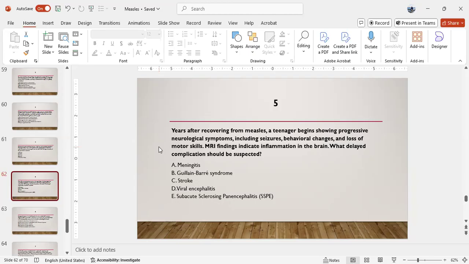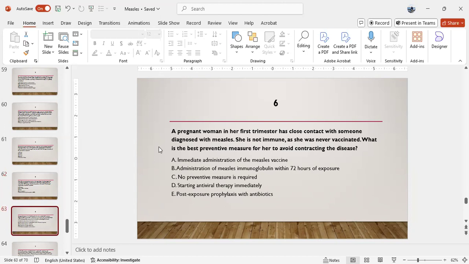D. Yes, the correct answer is eta. A pregnant woman in her first trimester has close contact with someone diagnosed with measles. She is not immune as she was never vaccinated. What is the best preventive measure for her to avoid contracting the disease?